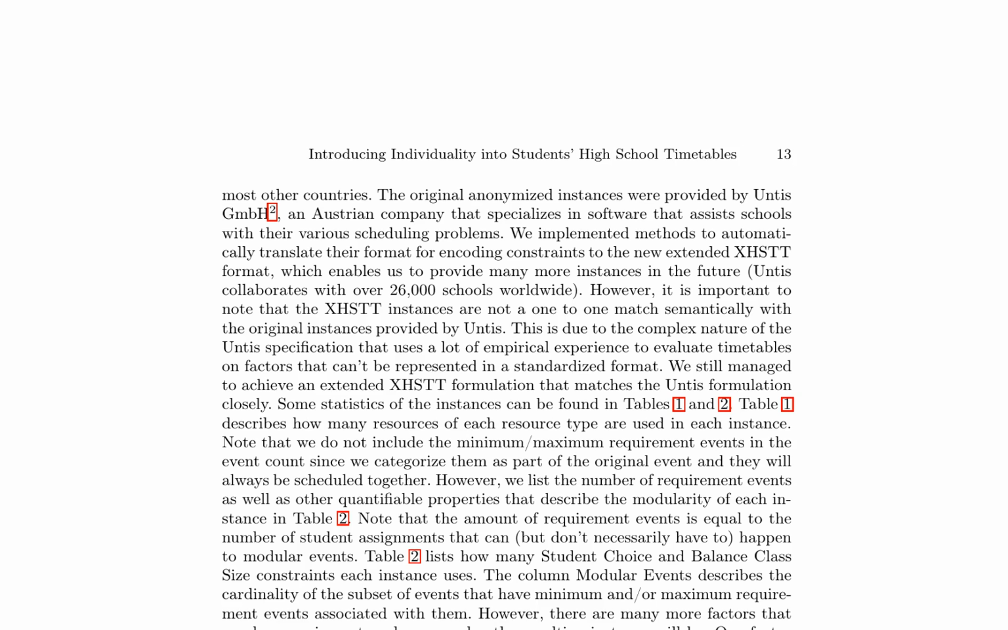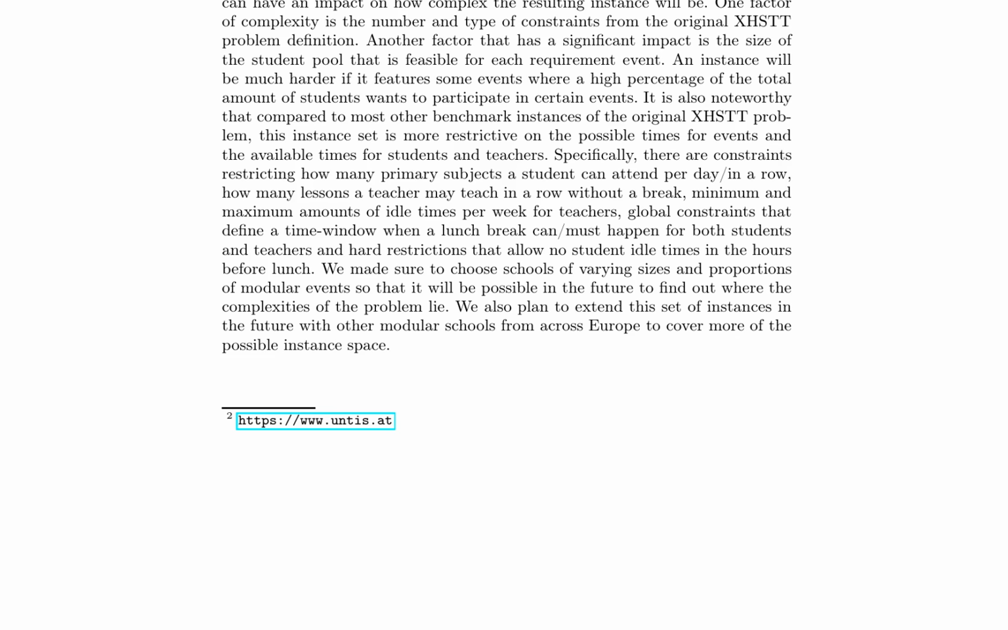The research introduces individuality into high school timetables by leveraging the UNTIS GmbH dataset, which includes scheduling problems from various schools worldwide. The dataset was anonymized and then translated into the XHSTT format for encoding constraints. This process enabled the creation of more instances in the future. The instances are characterized by complex constraints, including student and teacher availability, subject attendance, and global constraints on lunch breaks.